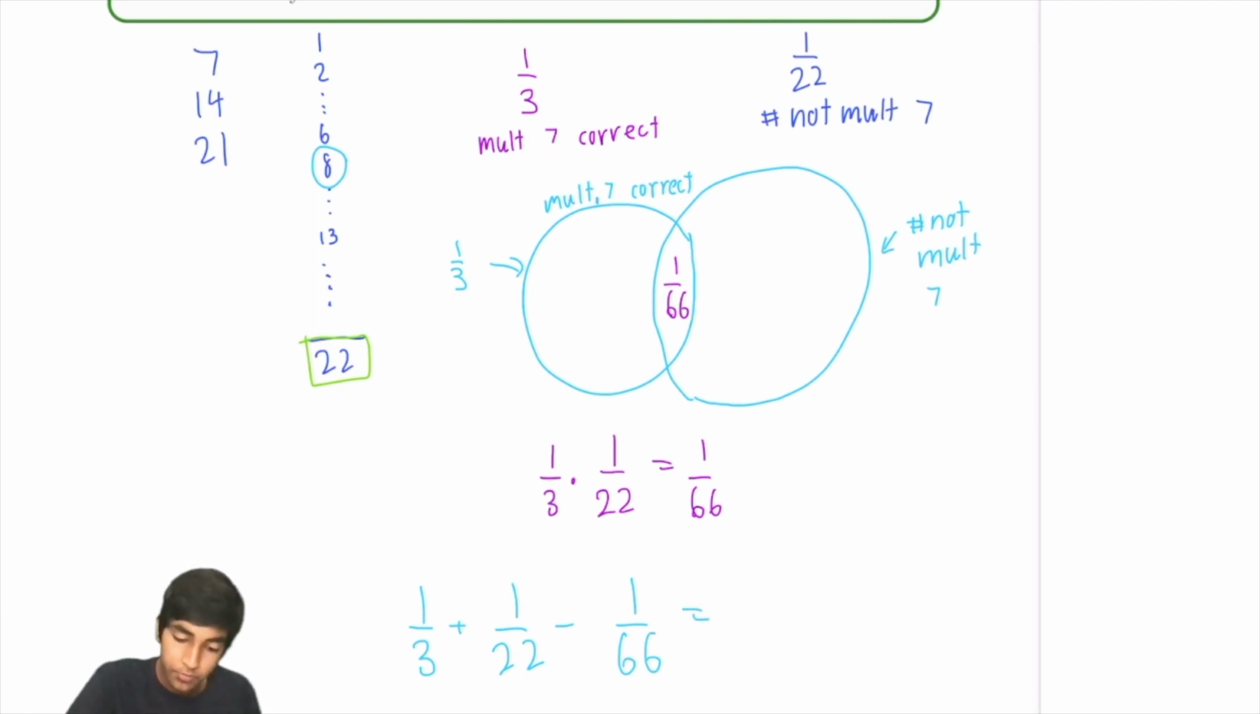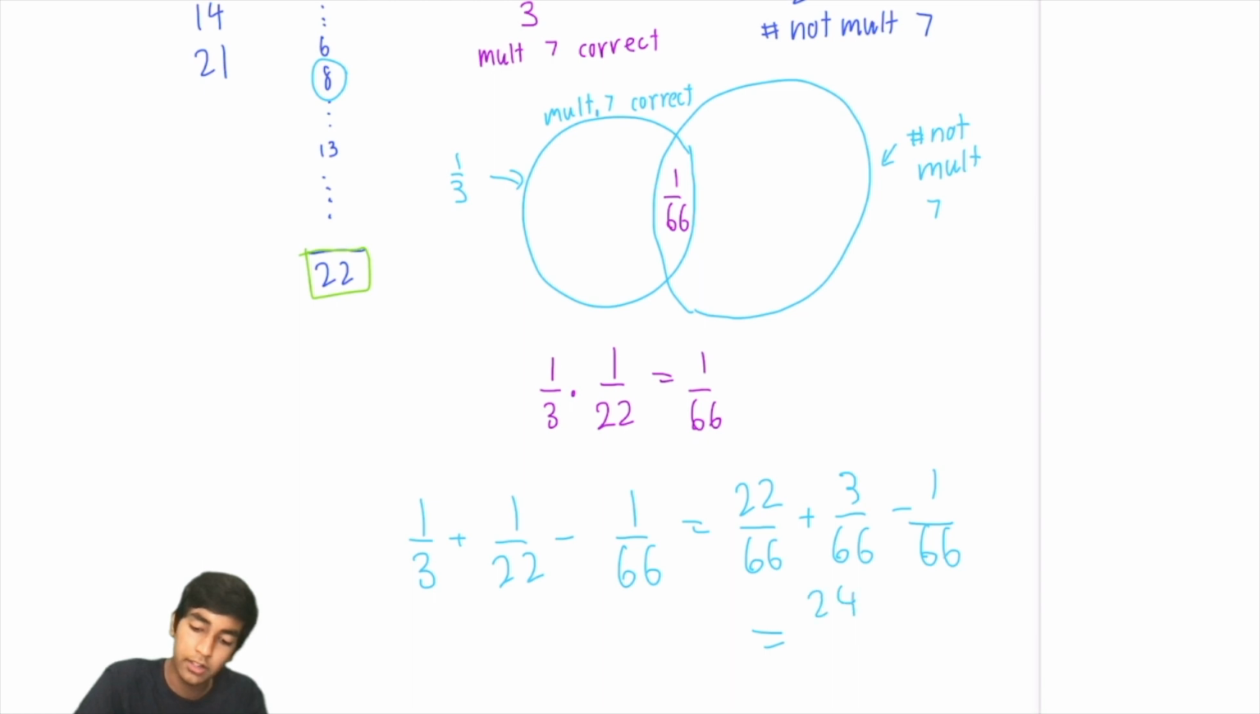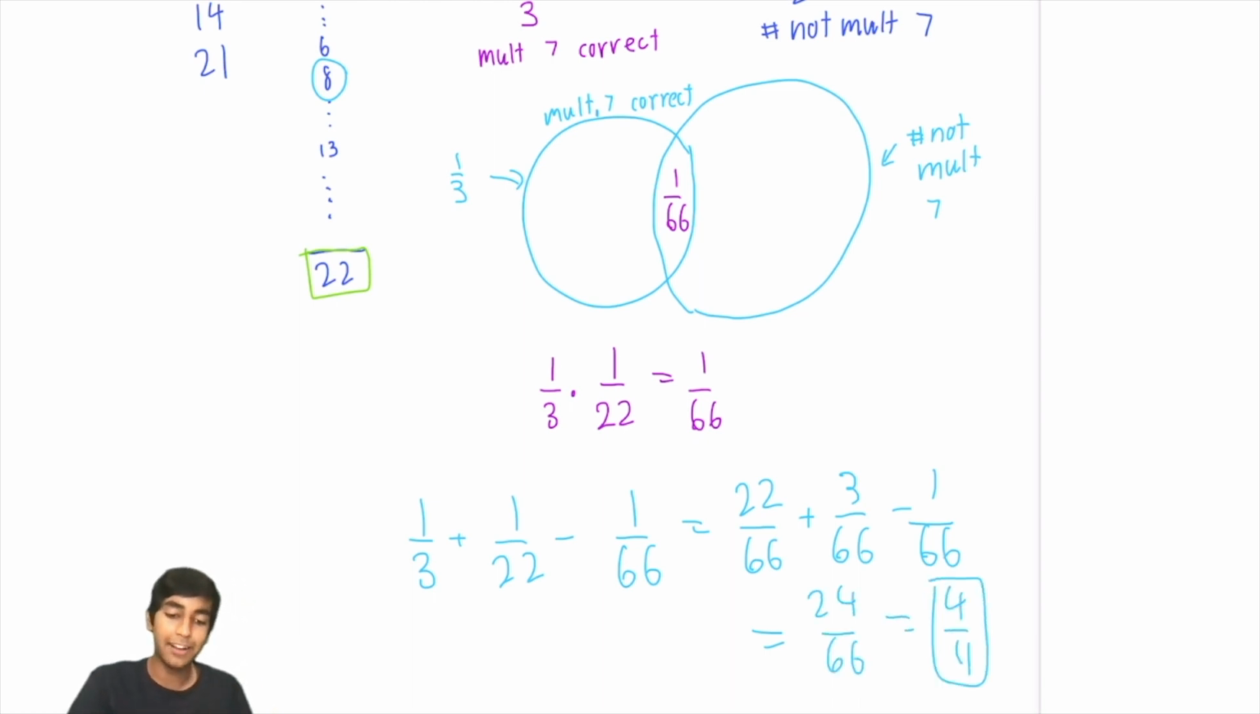This is just 22/66 plus 3/66 minus 1/66. That's 24/66, equal to 4/11. So 4/11 is our answer.